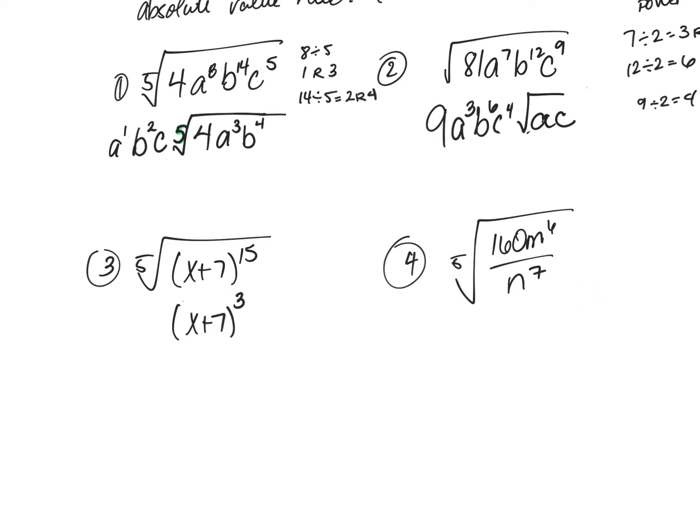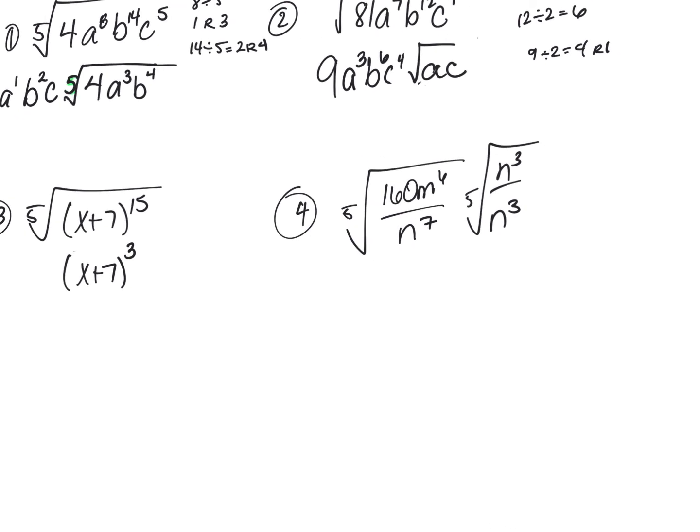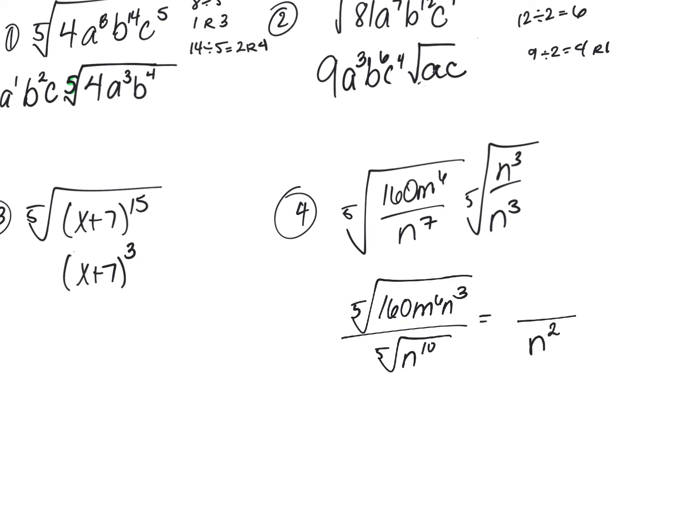So how many more n's do I need? 3 more, right? So we're going to multiply by the 5th root of n cubed over n cubed. Right, because it makes 10. So I get the 5th root of 160 m to the 6th n cubed on the top, and the 5th root of n to the 10th on the bottom. Well, the 5th root of n to the 10th is just n squared, right?